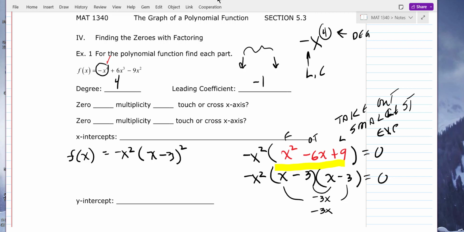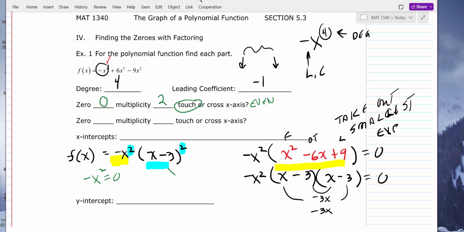Okay, now we're going to do kind of the things that we did a little earlier here. We have two factors. This is a factor, and that's a factor right here. Those exponents are your multiplicities. So if you do negative x squared equals 0, the solution of that equation in your head is 0. It has a multiplicity of 2, which tells you touch. Anytime you have an even multiplicity, that means you touch, okay?